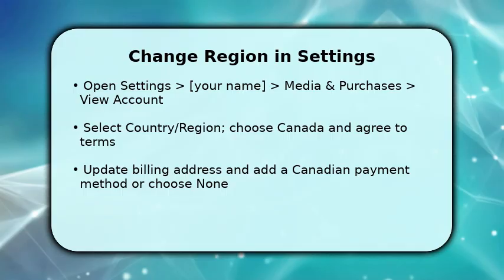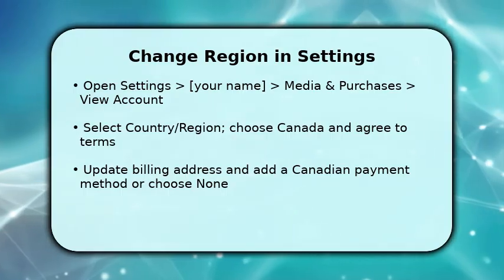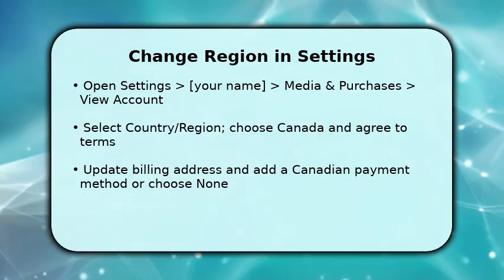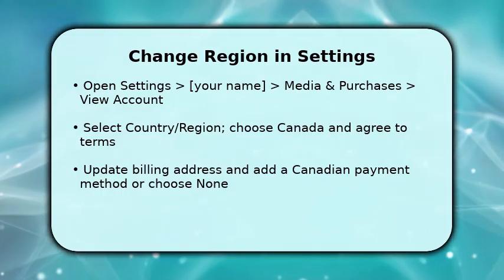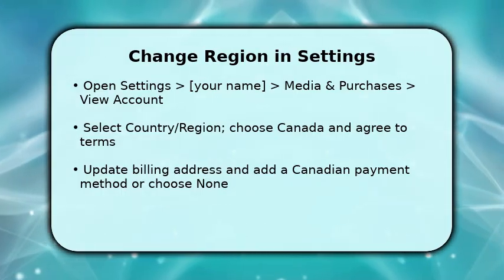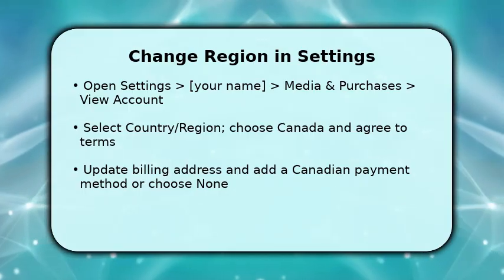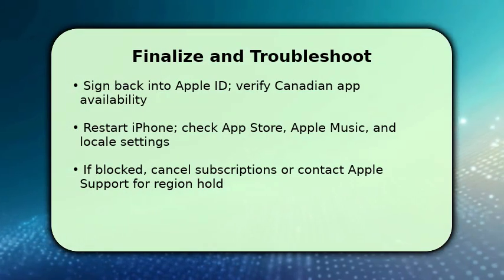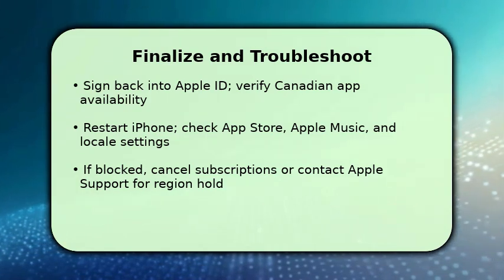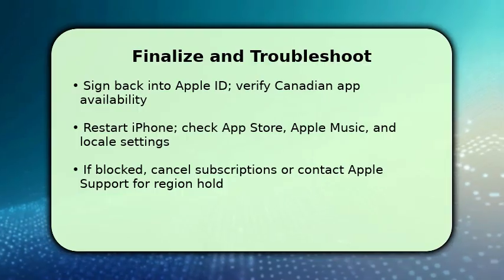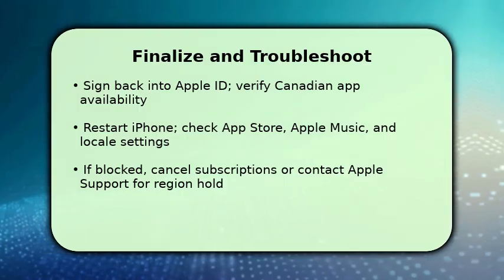Next, update billing info. Enter a Canadian billing address and either add a Canadian payment method or select none if you don't have one. Make sure active subscriptions are canceled or transferable. Otherwise, finish by signing back into your Apple ID and verifying that Canadian content appears in the App Store and Apple Music. Restart your iPhone to ensure locale changes propagate into apps and system settings.